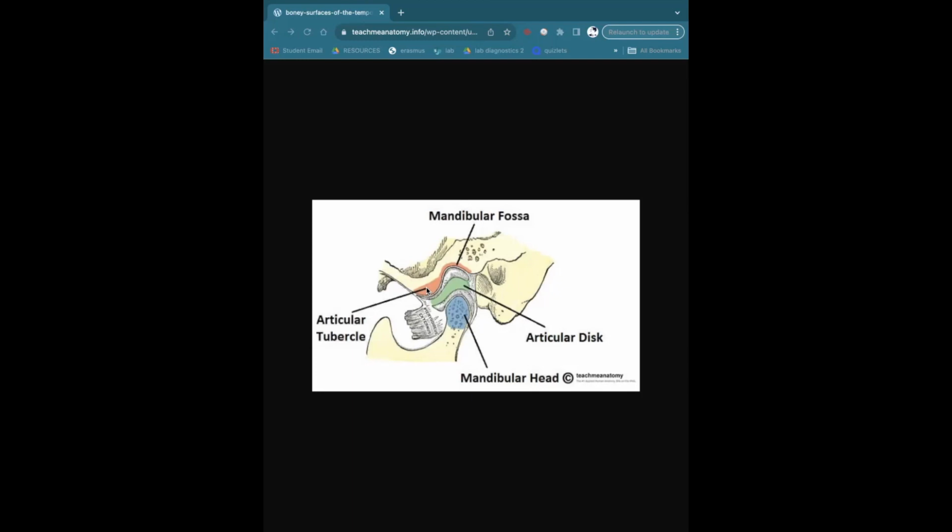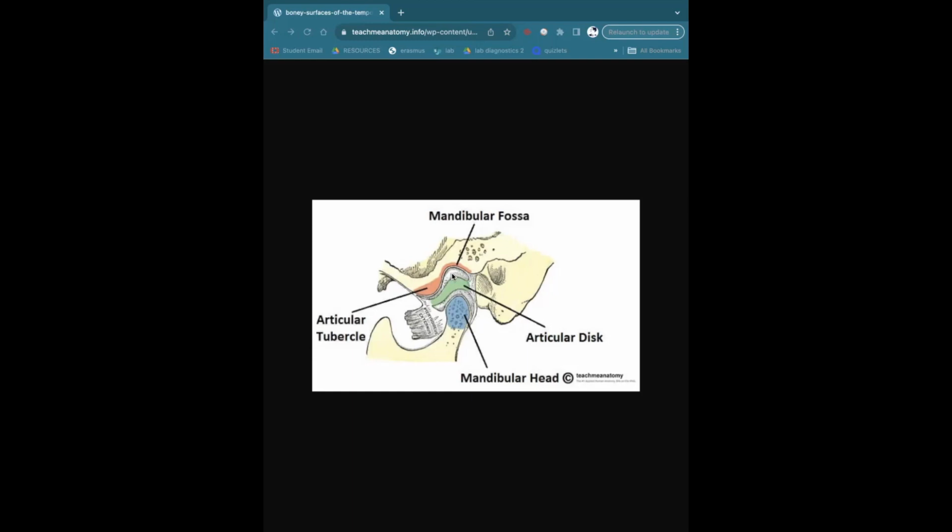Can I clarify? The mandibular fossa is good for articulating with the mandibular head because the fossa is concave and the mandibular head is convex, so it can articulate. Why is the articular disc located between the mandibular fossa and the mandibular head?